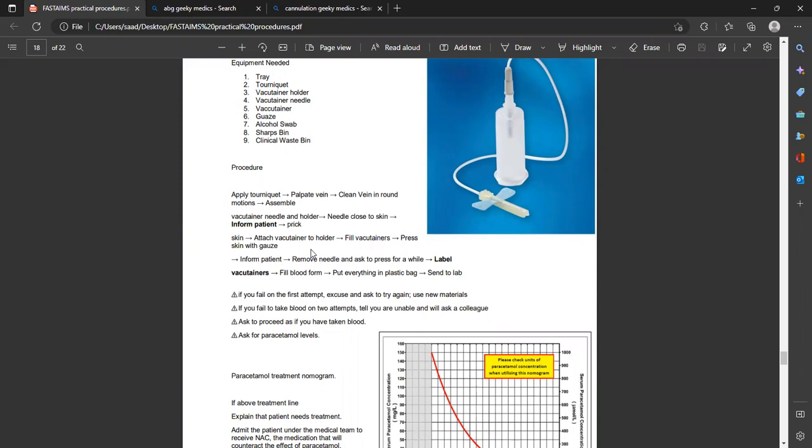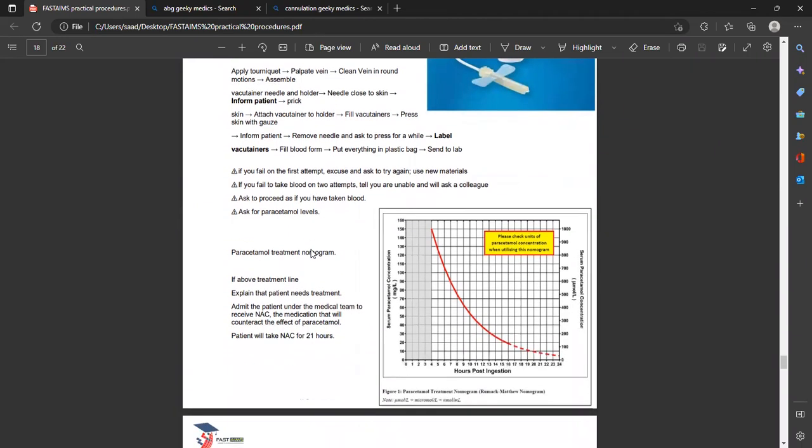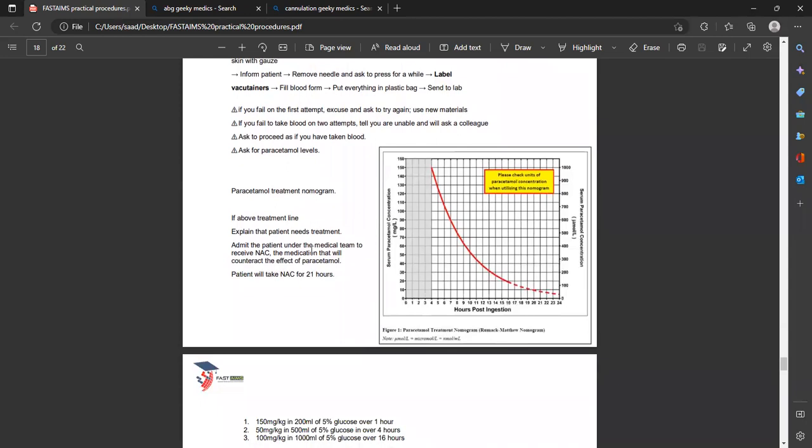Then explain what you're going to do now. Take consent, perform examination, warn the patient when you are going for the sharp scratch, label vacutainers, and then compare.